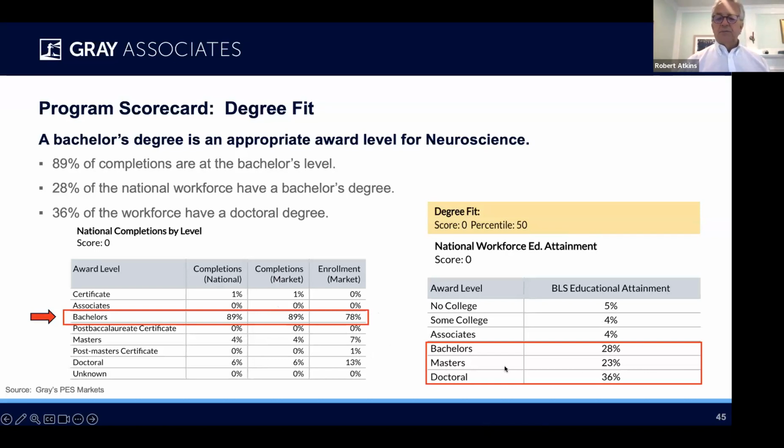When it comes to jobs, the picture's a little bit different. As you might imagine, in jobs for neuroscientists, 36% of the folks have a doctorate, 23% have a master's, and only 28% actually have a bachelor's degree. So it's kind of reassuring to know that people doing neuroscience aren't just bachelor's degree graduates by and large.